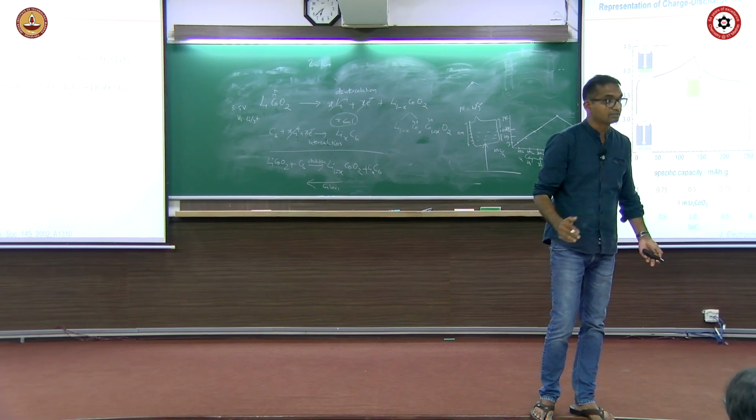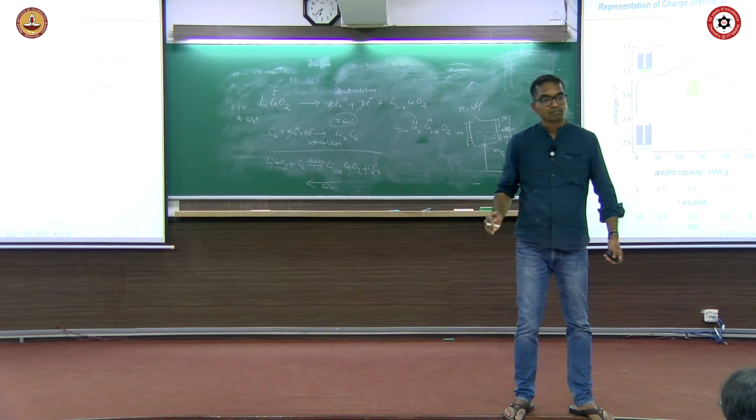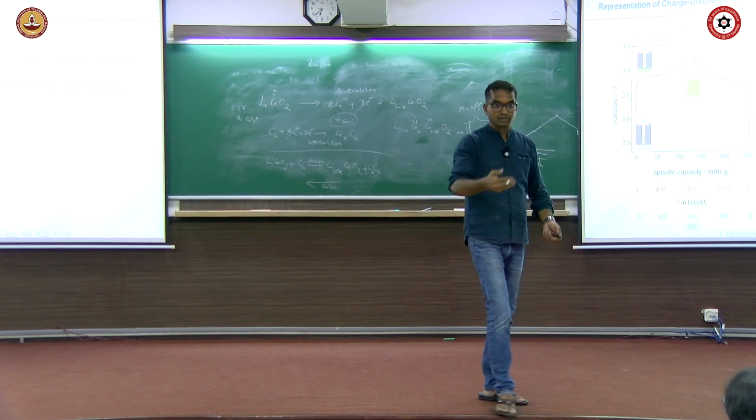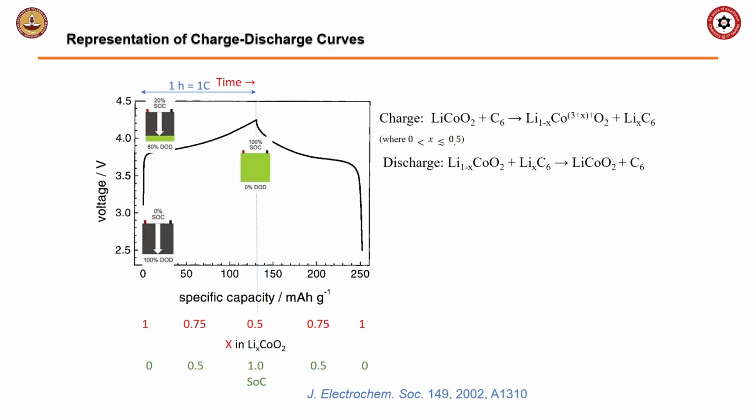Battery capacity is measured in which unit? Ampere hour. Charge, how much charge you put in the battery, is the capacity, in ampere hour. So you see here, I have plotted it in milliampere hour per gram. As I keep on increasing the ampere hour, the voltage of the battery keeps on increasing, like potential energy. Here voltage is increasing.